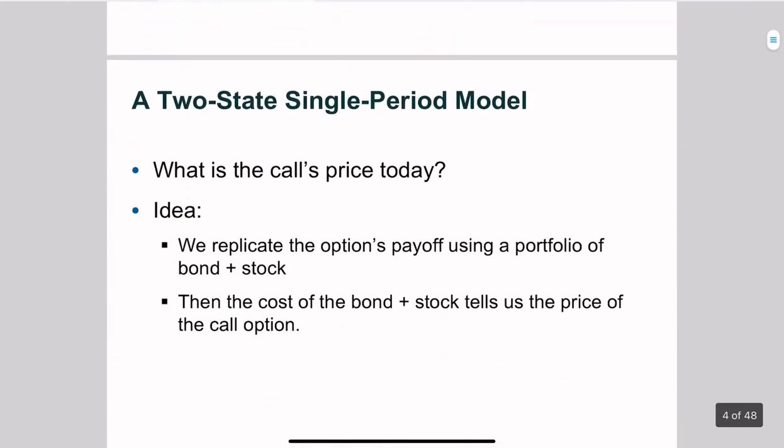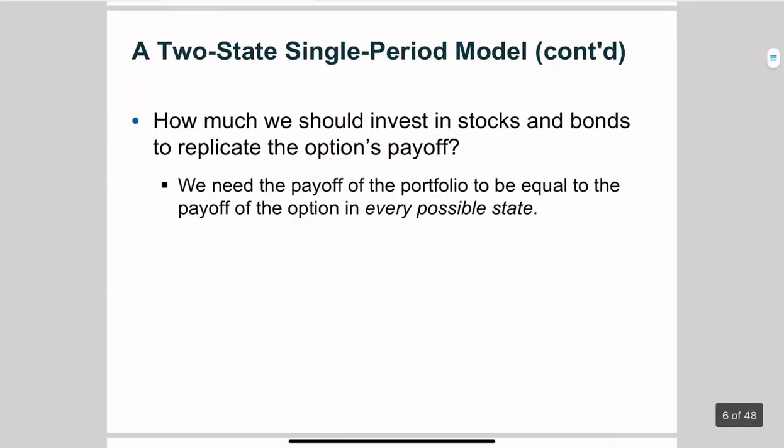So the basic idea is we want to replicate the option's payoffs using a portfolio of bond and stock. In the end, you will find out by this replication technique, the payoffs are the same. This implies the cost should be the same, which means the cost of this replicating portfolio should be the same as the price of the option. Right?